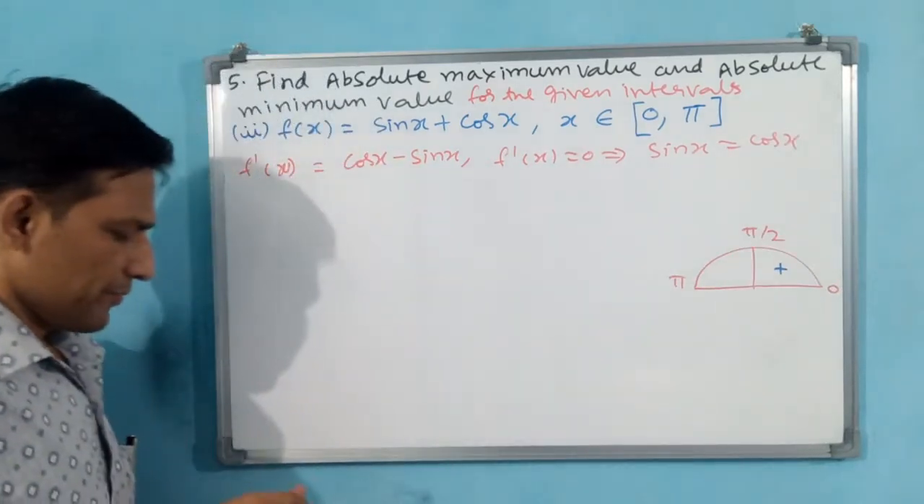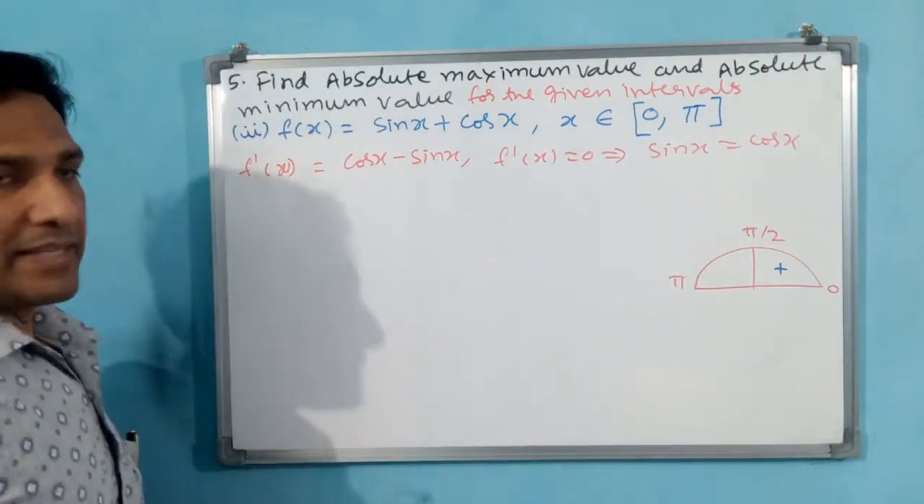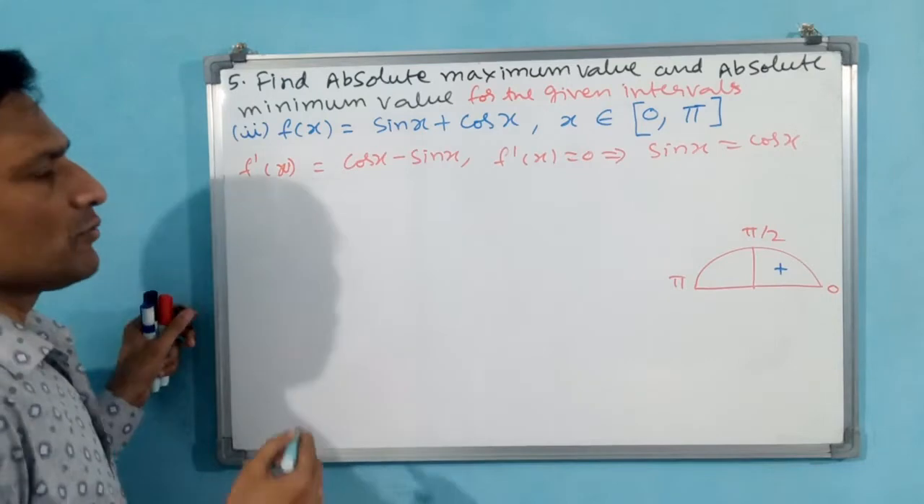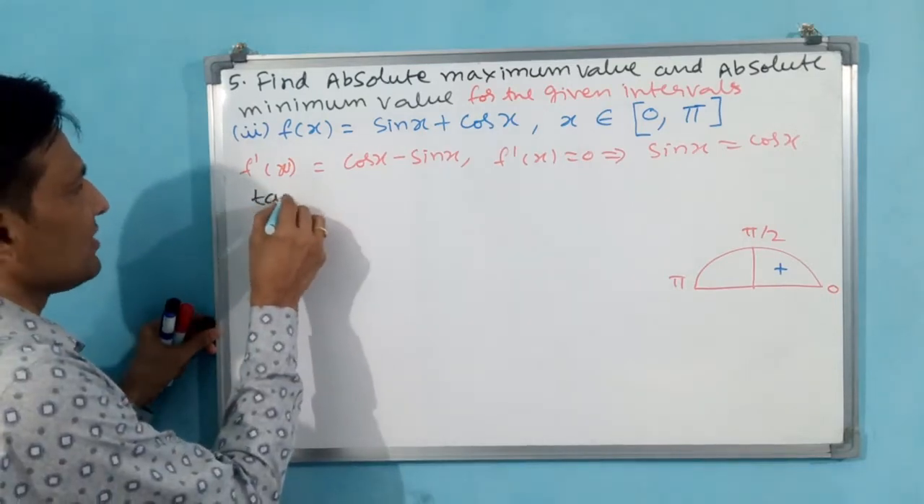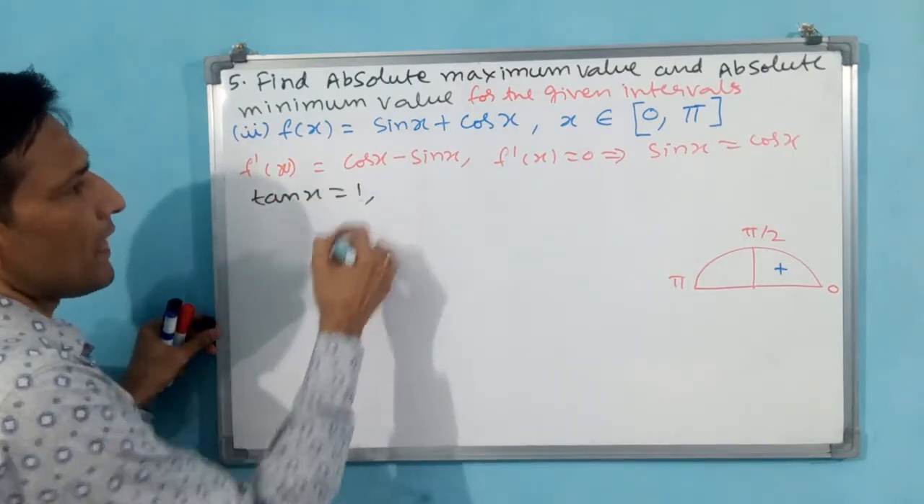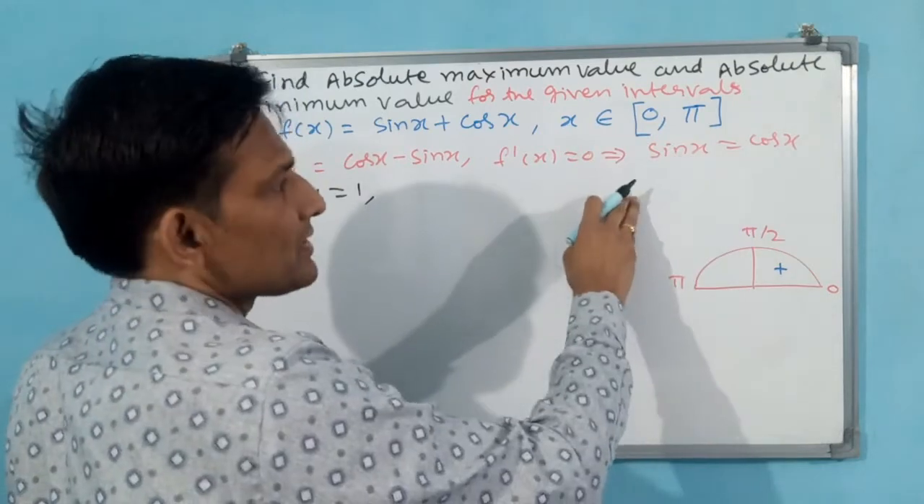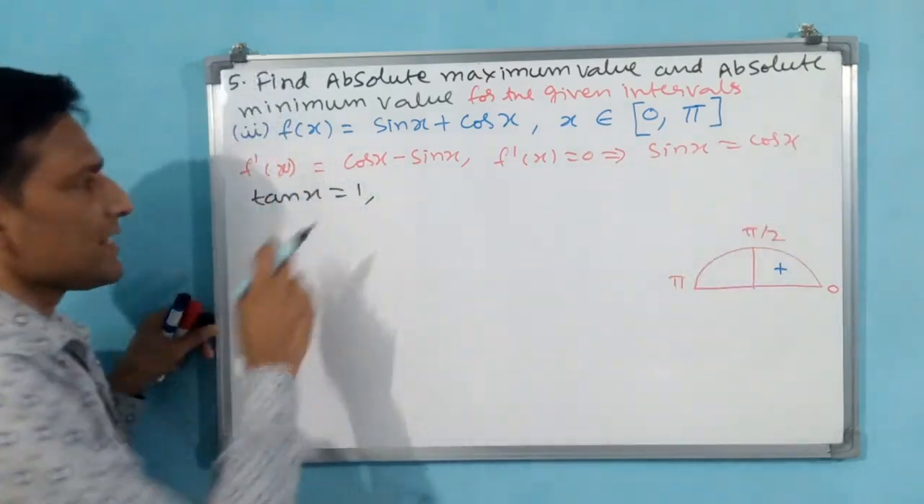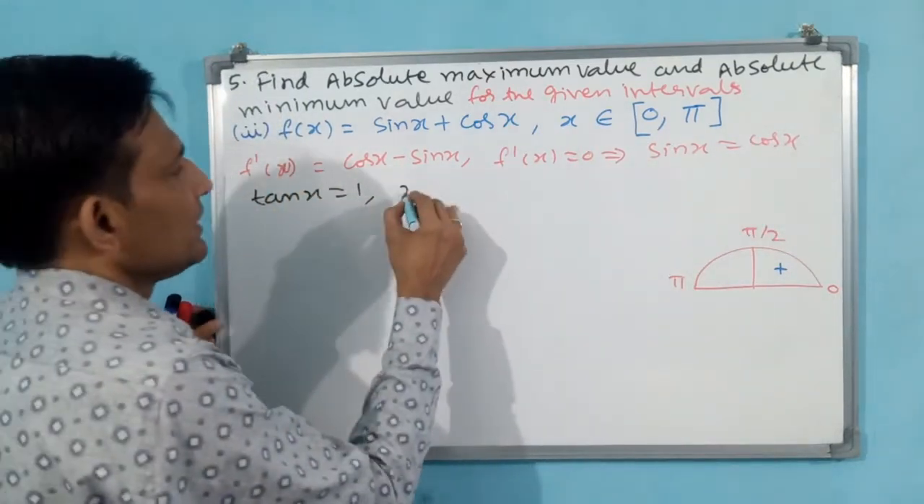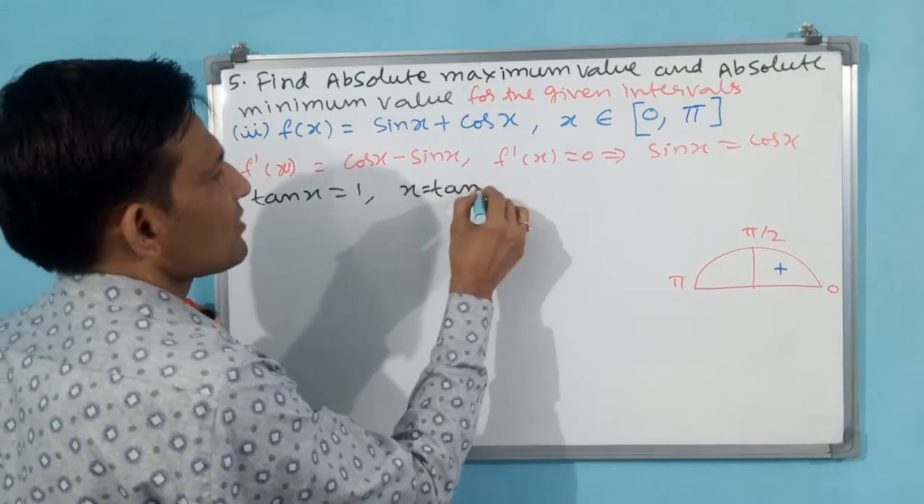Is it okay? F dash x is equal to 0 implies sin x is equal to cos x. That means tan x is equal to 1. Why? Because if this comes this side, sin by cos is equal to 1. Tan x is equal to 1. Okay. Then x is equal to tan inverse 1.